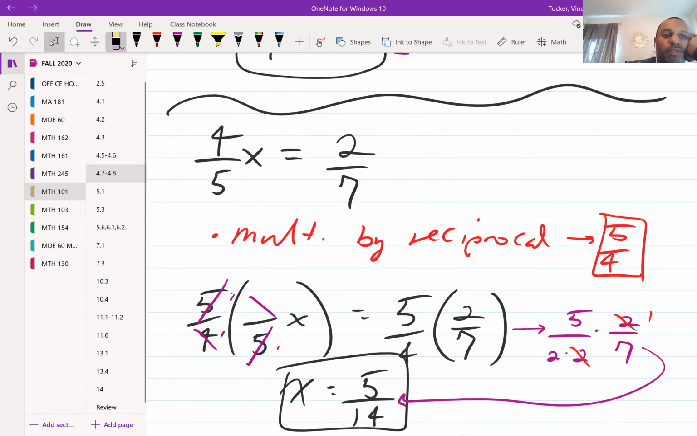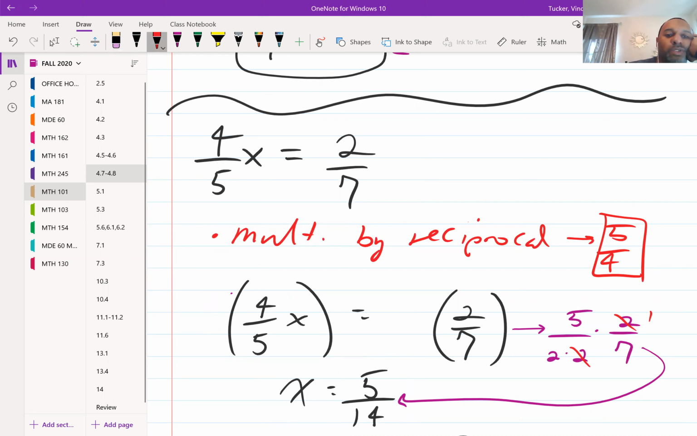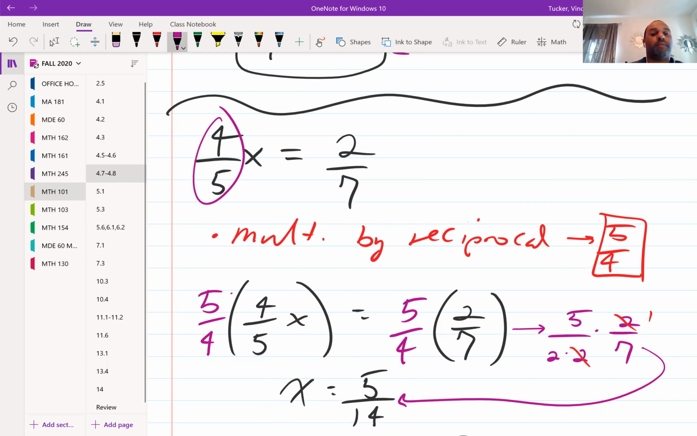So the way we can take care of this problem is by multiplying by the reciprocal. Multiplying both sides by the reciprocal of what's in front of your x. Remember, your goal is to get x by itself. So you need to remove 4/5 from both sides. So the way you do that is by multiplying both sides by its reciprocal. Remember, reciprocal is just flipping that fraction. So we have 4/5. We multiply both sides by 5/4.